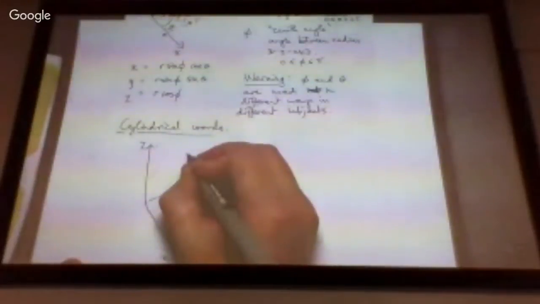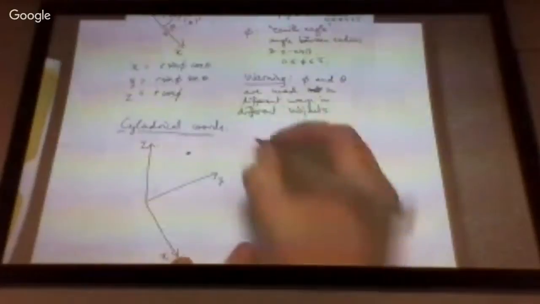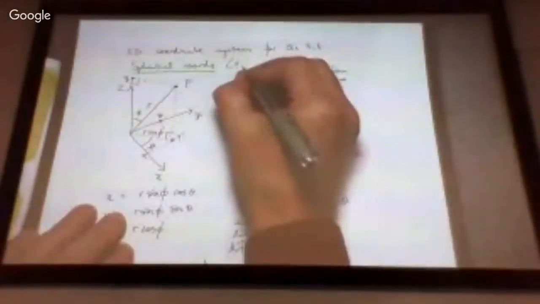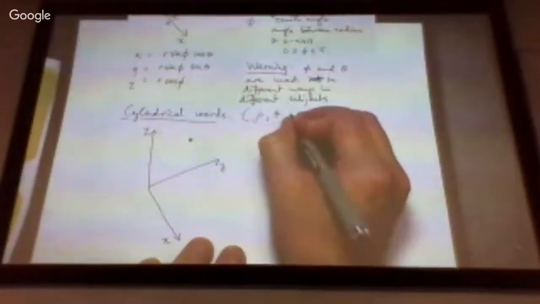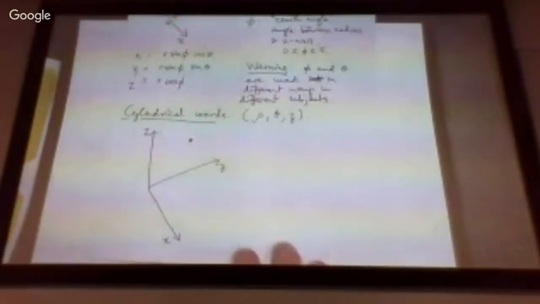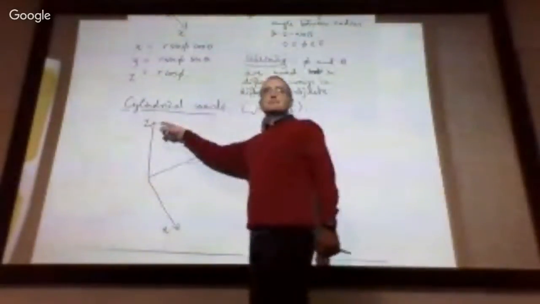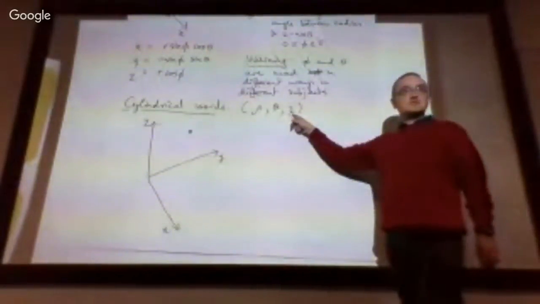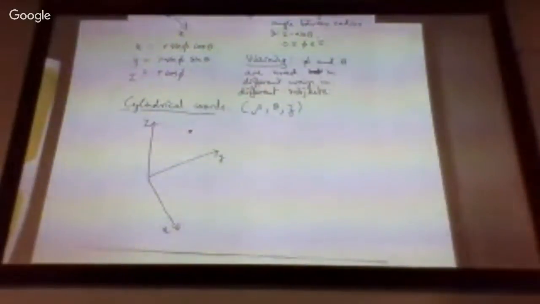So again, we've got a point P hovering up here. Now, the spherical coordinates were r, theta, phi. The cylindrical coordinates are rho, theta, z. So z is just the usual Cartesian z coordinate. So that features in the cylindrical coordinates as well. So we use the height of the point P above the xy plane. That is one of the cylindrical coordinates.